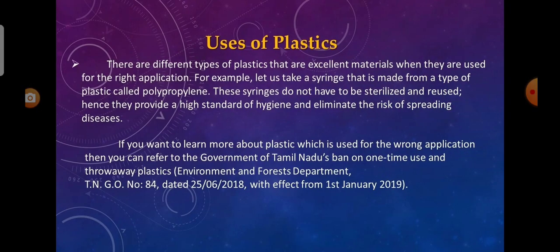Now we see about the uses of plastics. There are different types of plastics. They are excellent materials when they are used for the right application. For example, let us take a syringe that is made from a type of plastic called polypropylene. These syringes do not have to be sterilized and reused. Hence, they provide a high standard of hygiene and eliminate the risk of spreading diseases.